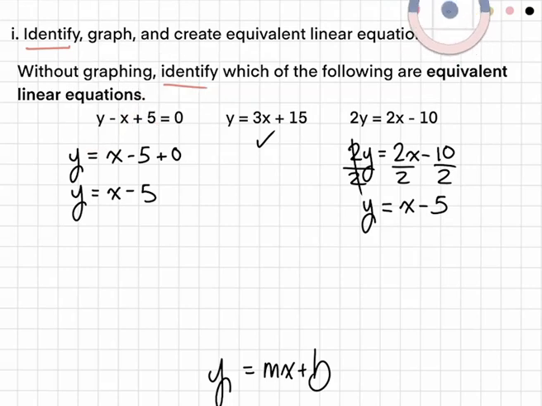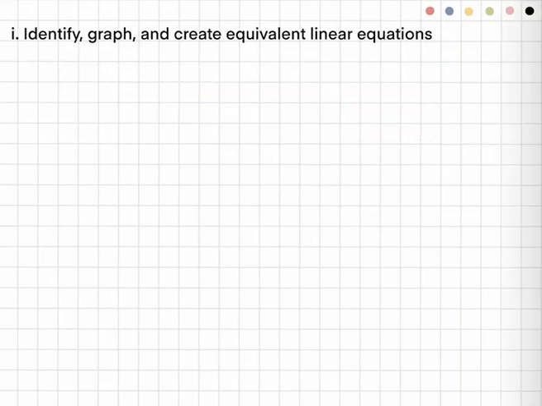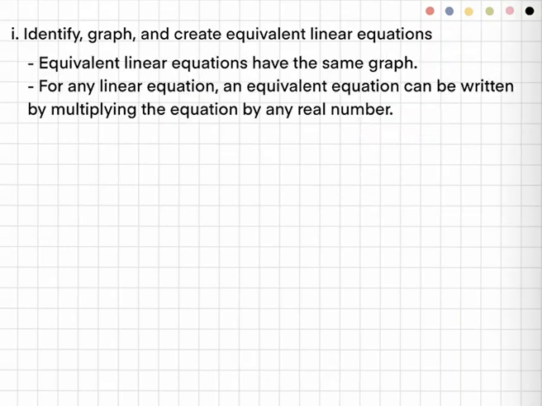So I didn't even have to graph either of these to find out that these linear equations, if I were to graph them, would be equivalent. The graphs would be exactly the same. As I was just stating, equivalent linear equations have the same graph, and for any linear equation, an equivalent equation can be written by multiplying the equation by any real number.